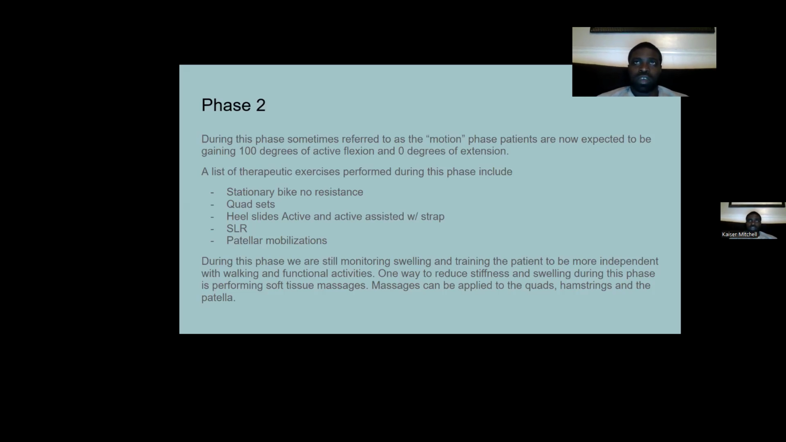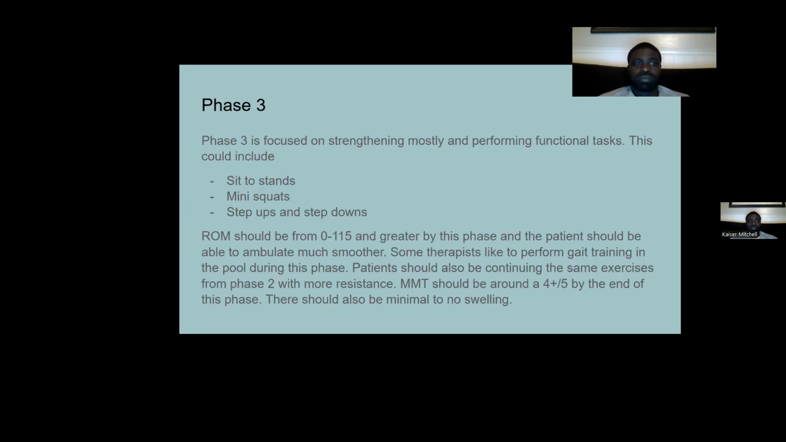Also, in phase 1 and phase 2, you want them to be ambulating with a walker, especially in phase 1, and in phase 2, kind of weaning off of it. Another really good intervention to use during phase 2 is soft tissue mobs to decrease swelling, get it going back towards the heart, and also decrease stiffness and improve flexibility in the quads and hamstrings.